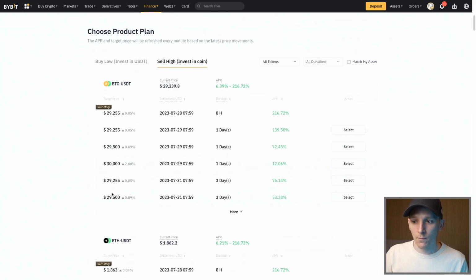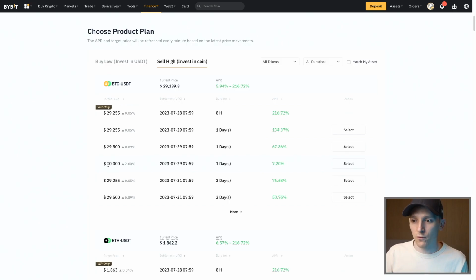As the price moves upwards, so this is the highest price here at 30K. Currently, the Bitcoin price is underneath that. You can see the fee, the premium they're paying you, is very, very low. Why is that? Well, why would anyone pay you a lot of money to buy Bitcoin at a higher price than it is now? They obviously wouldn't do that.